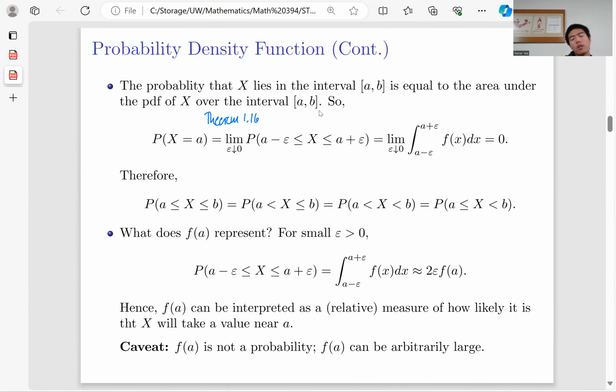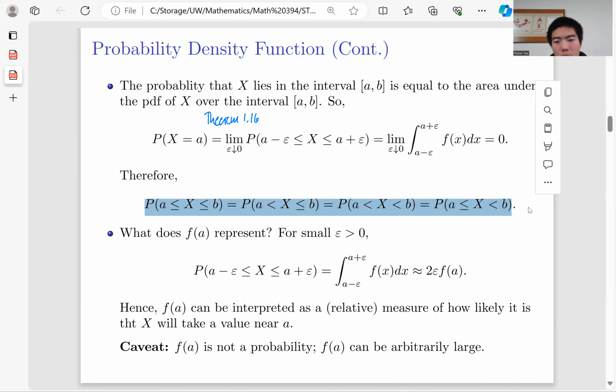Another important property of the PDF is that, because of continuity, we can always treat less than or equal to x the same as less than x. There's no difference. So these four terms are just the same.